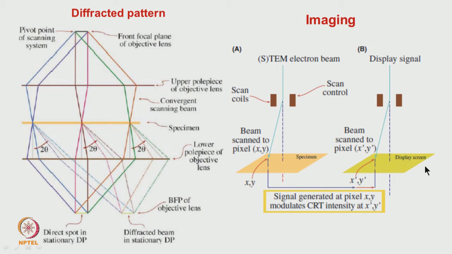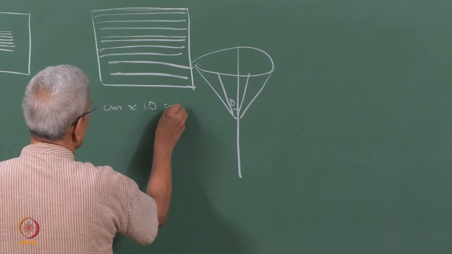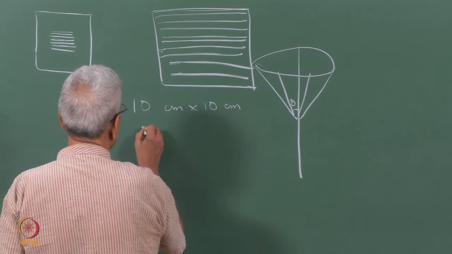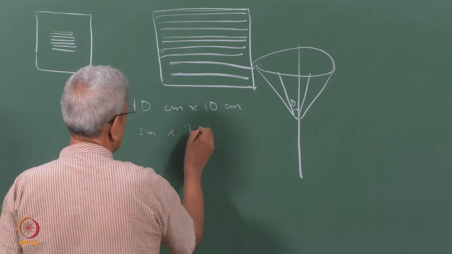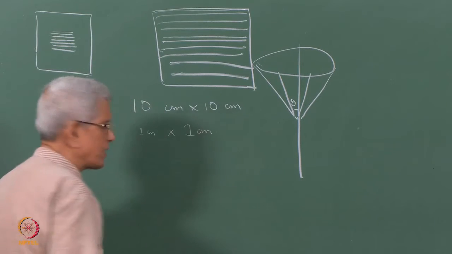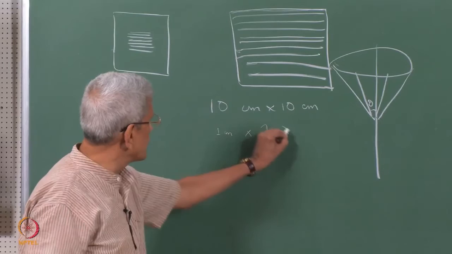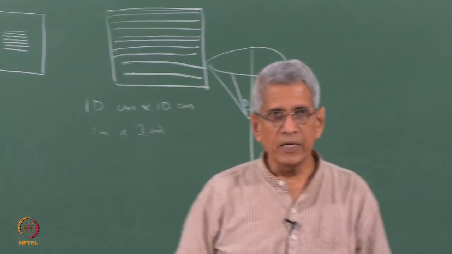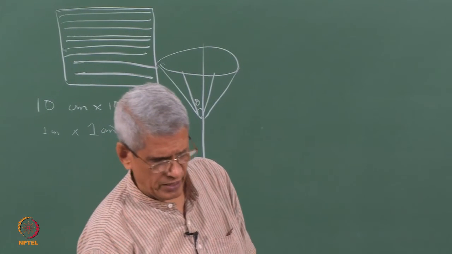So the TV screen area is fixed. Suppose we assume that it is 10 centimeter by 10 centimeter, and if we are scanning an area which is about 1 centimeter by 1 centimeter on the sample surface, then the magnification turns out to be 10. So the area which we are scanning on the sample surface, we can make smaller and smaller, so that we get higher and higher magnification.